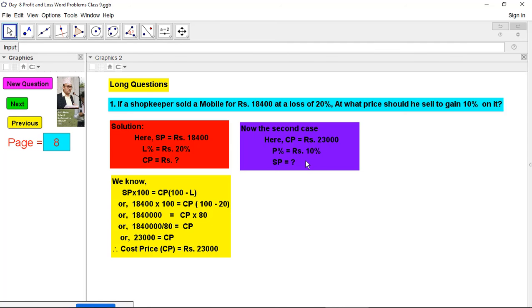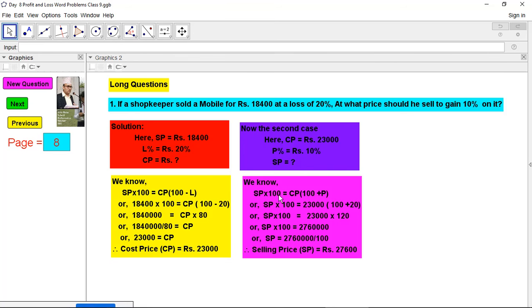Now, the second case is, we have to take the relation of the first to the second, because the cost price is 23,000. Profit percent is 10%. And we have to find the selling price. It's very easy. SP into 100 equals CP into 100 plus P. I just changed the format for profit and loss. So SP into 100 equals 23,000 times 100 plus 120, divided by this.